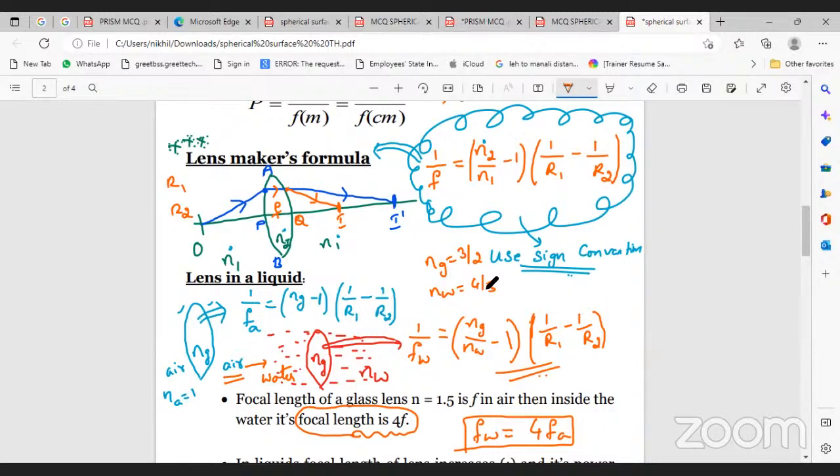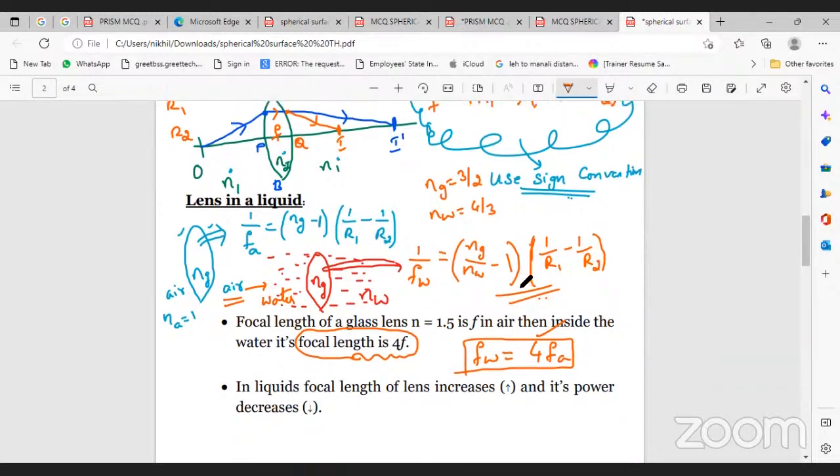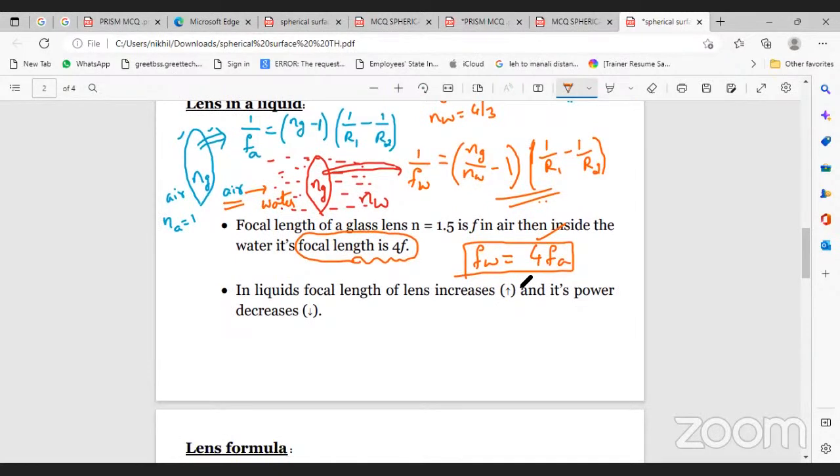So whenever the lens is immersed inside the water, what happens to the focal length? It increases. If it is water medium, the focal length will become 4 times. You know power and focal length are inversely proportional. So if focal length increases, the power decreases. So as focal length increases, the power has to decrease.